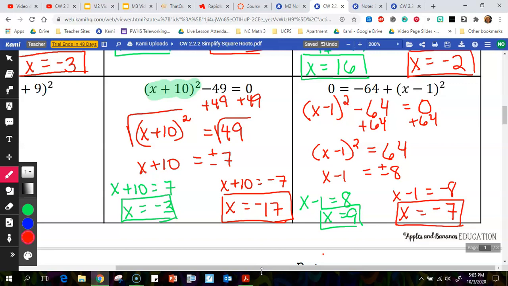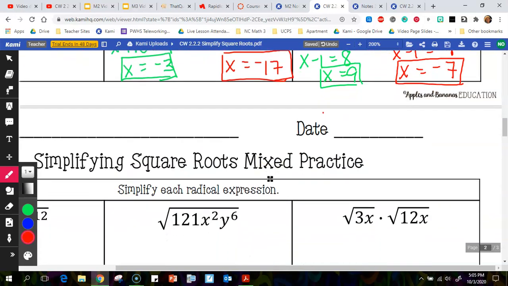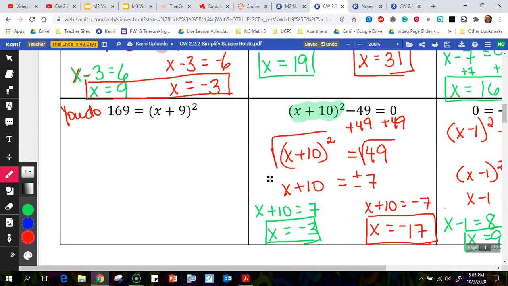Let me see, make sure that I got the right things. Yep, those are right. Okay, let's move down to the next section. So you have one to do in this one by yourself.